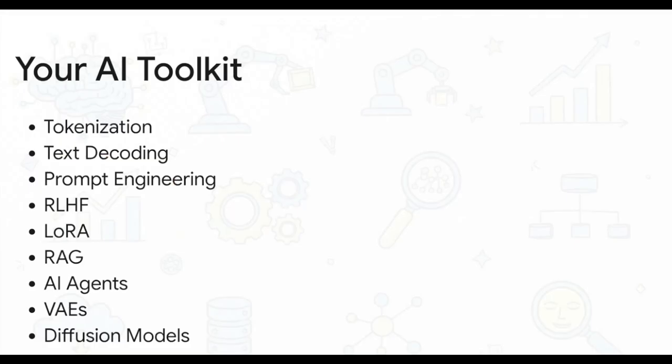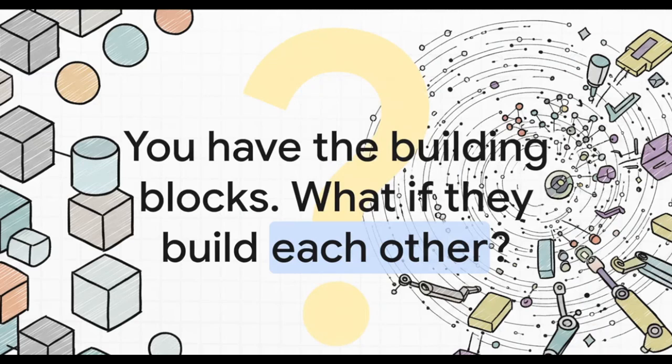And there you have it. From tokenization and decoding, to prompt engineering and RLHF, to LoRA, RAG, agents, VAEs, and finally, diffusion models. That is your new AI toolkit. These 9 concepts right here are the foundation for nearly every single AI application you see out there today. So now you have the building blocks. You can understand the AI of today.